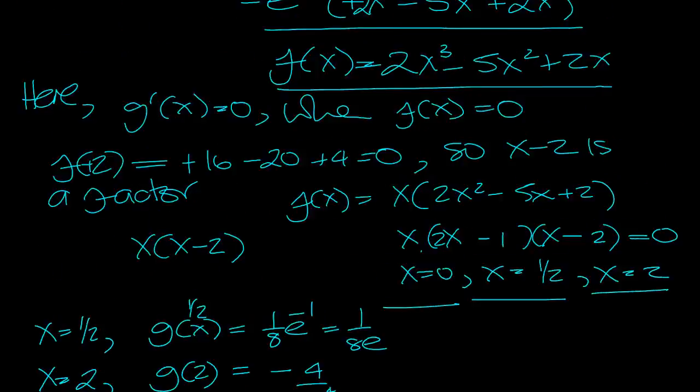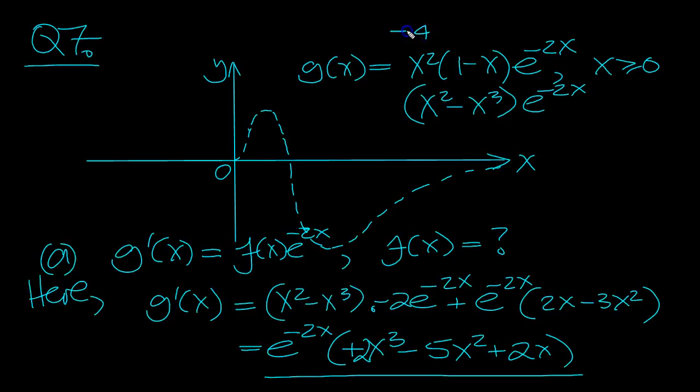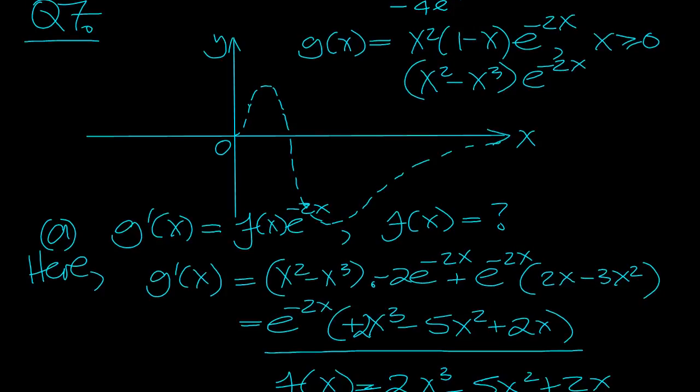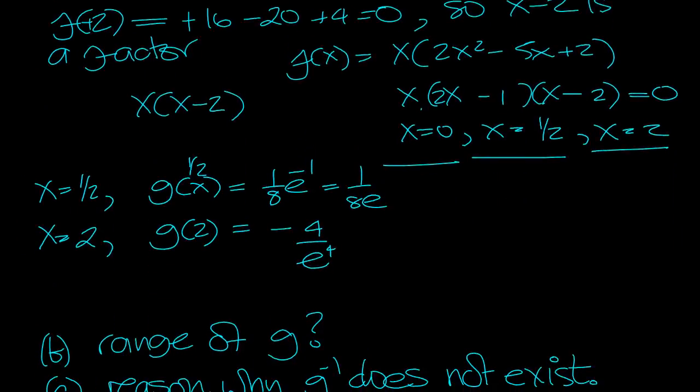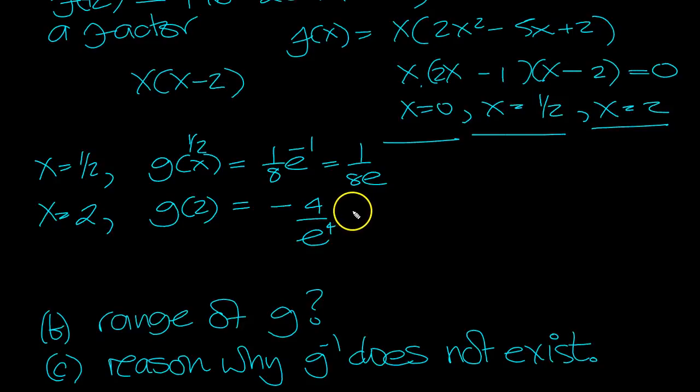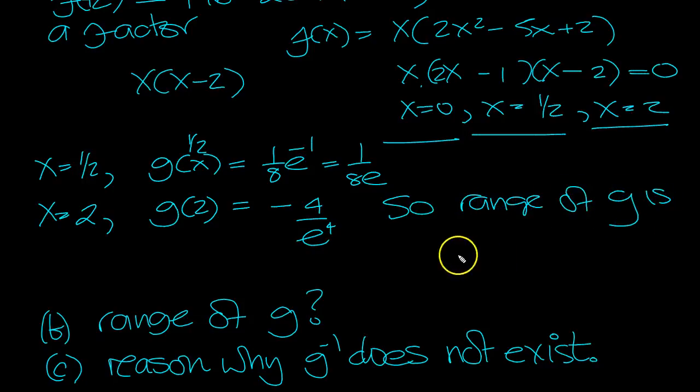Let's just do g of 2 again then. We get 4. 1 minus 2 is minus 1, that's minus 4. e to the minus 4. And x is 2. This doesn't look like it's way down there from the sketch, but maybe it is. So it's minus 4 e to the 4. This looks bigger than that, but that's just how it appears to me. So range then of g is minus 4 over e to the 4 up to 1 over 8e. It includes the points, so we put a square bracket.